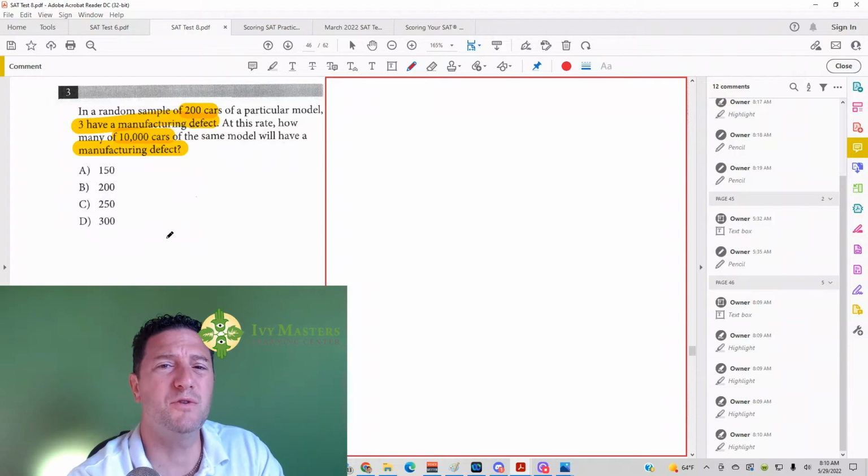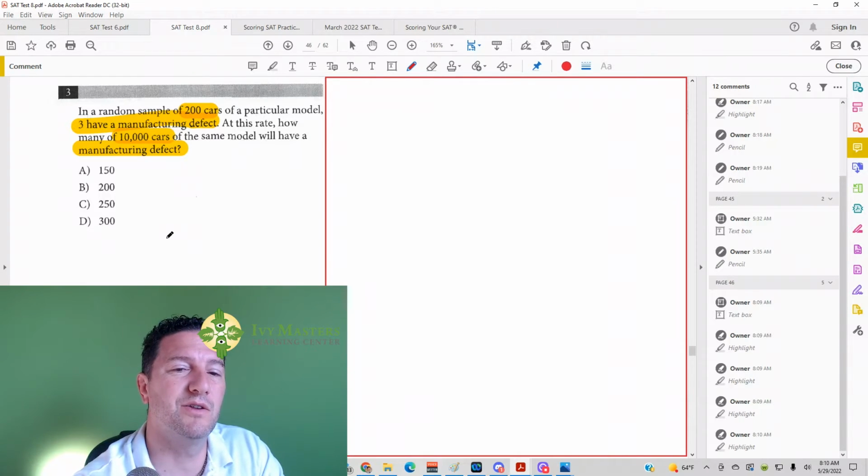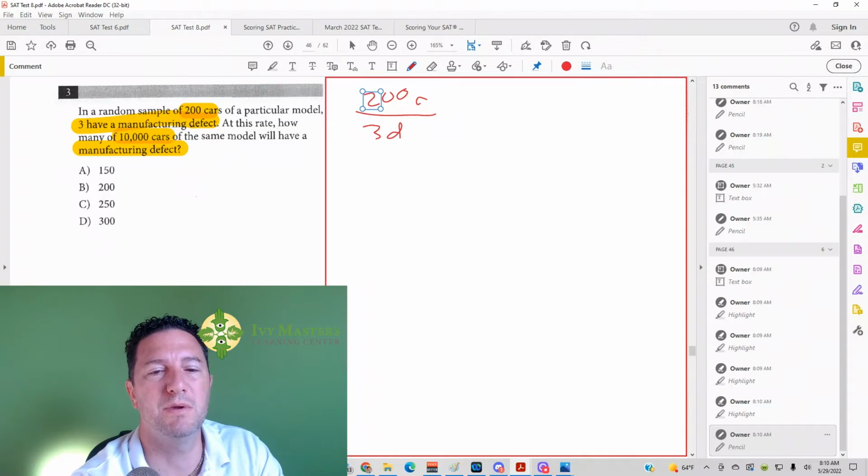That being said, there's 4 correct ways to set up a proportion. So if you set it up a certain way, that's why you might find proportions confusing. Just set it up the way you feel comfortable with. So I like to do this. 200, I might put a little C here for cars, but keep in mind that that's not a variable. Over 3, and I could put D, meaning defect. That's just to keep myself straight.